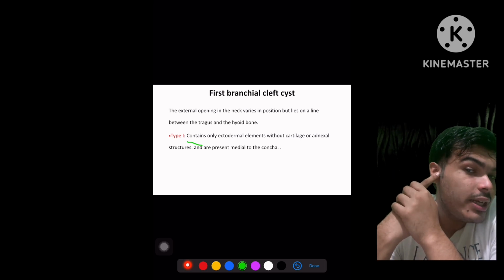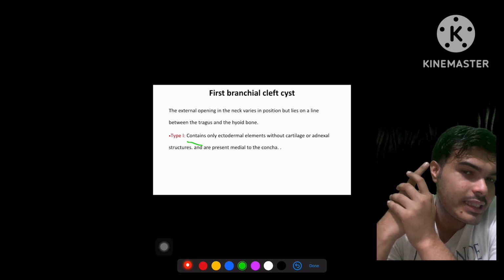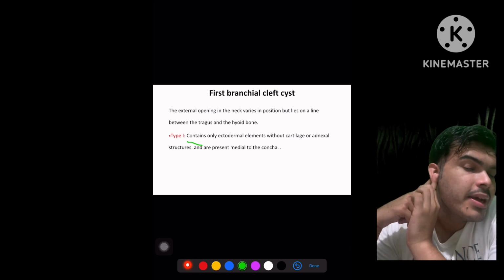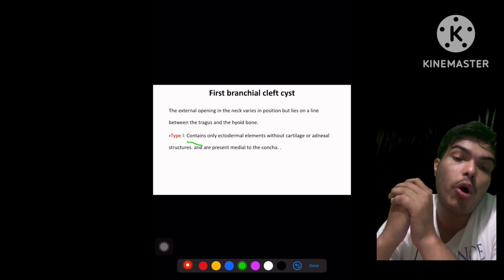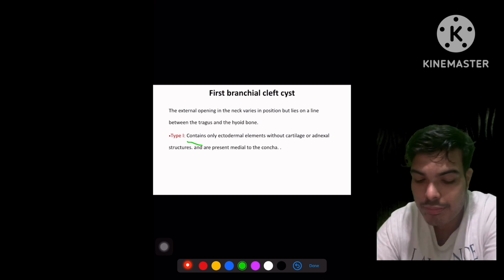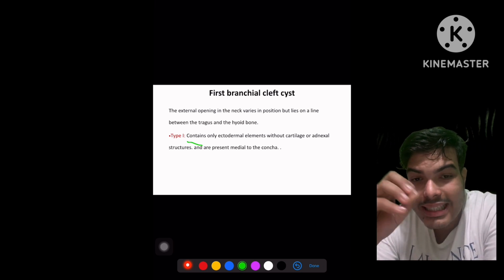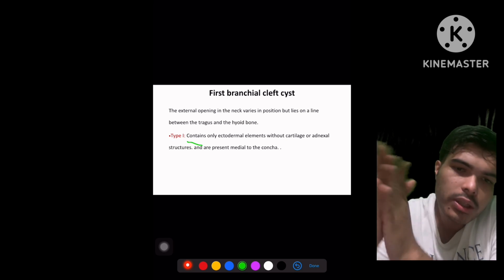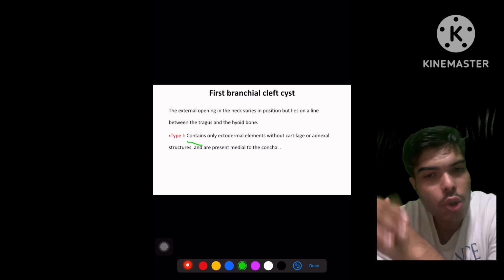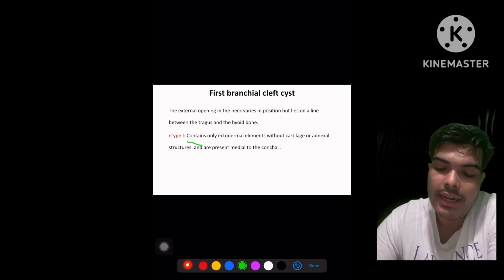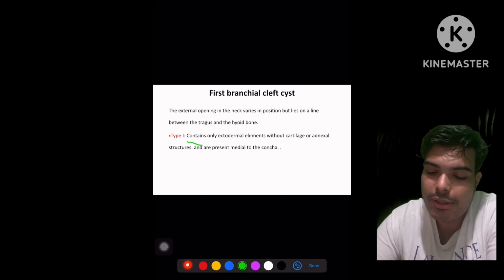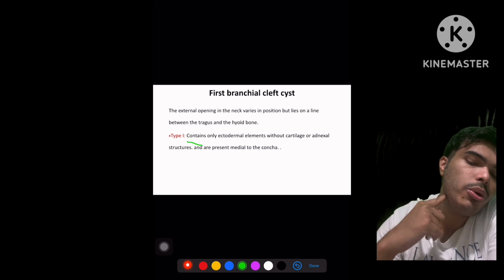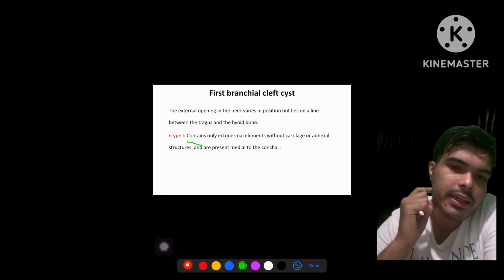Tragus, it's actually made from the sixth hillock of His. This pinna, it's actually made from the hillocks of His, isn't it? So, type 2 contains ectodermal and mesodermal components. Both components are there in type 2, and it is present below the angle of the mandible.